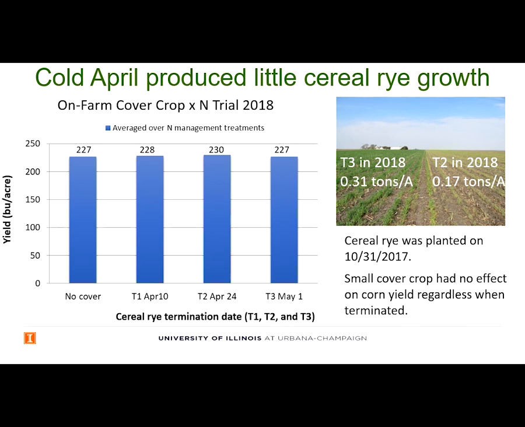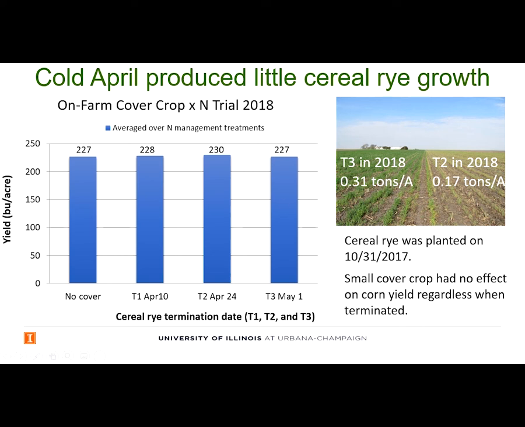Now, the next year, it was a very cold April in 2018, and we did not get nearly the biomass that we produced in 2017. In fact, our T3 here in this photograph, we only got to 0.31 tons per acre. And here's what's left of T2, when it was only 0.17 tons per acre. So with such a small cover crop, it didn't matter when we terminated.